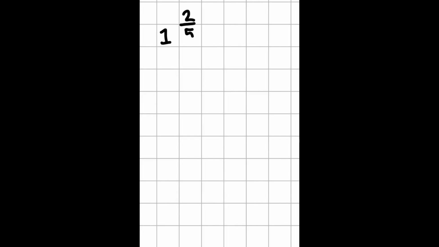an improper fraction. A mixed number is one where there is an integer and a fraction, such as 1 and 2/5. To convert a mixed number into an improper fraction, we multiply the denominator by the integer. So we multiply 5 by 1, which is equal to 5. We then add this to the numerator, 5 plus 2. 5 plus 2 is equal to 7. And the denominator remains the same. So 1 and 2/5 as an improper fraction is 7/5.